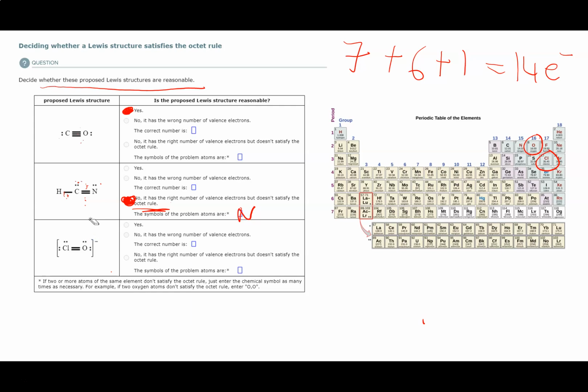So we check 2 things, right? One is electron count. So do we have 14 electrons? 2, 4, 6, 8, 10, 12. So it is no. Let's just double check that. 2, 4, 6, 8, 10, 12. We don't have 14 electrons, so it has the wrong number of valence electrons. The correct number was 14.